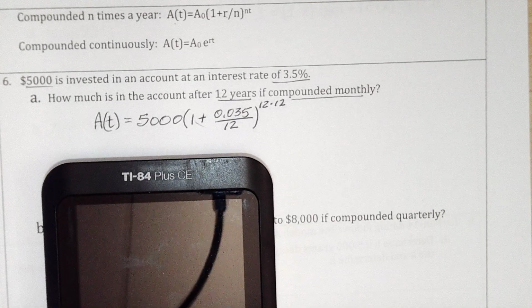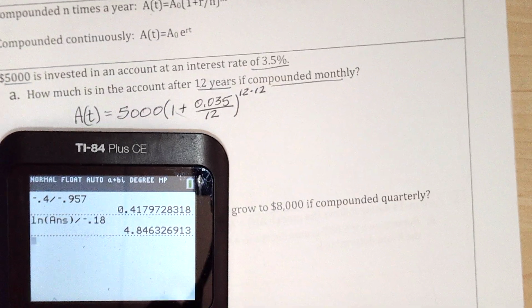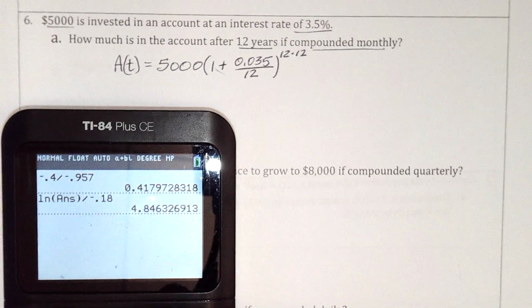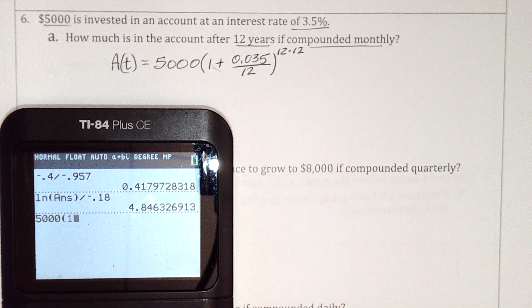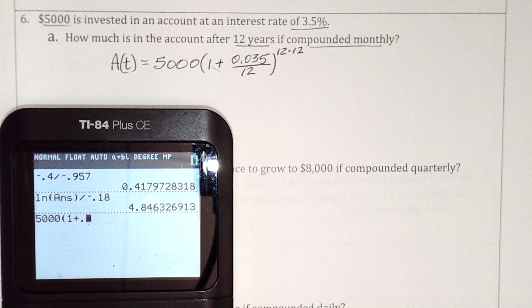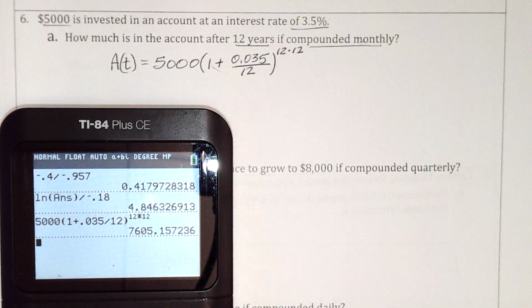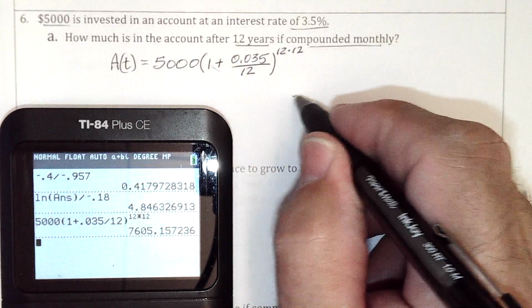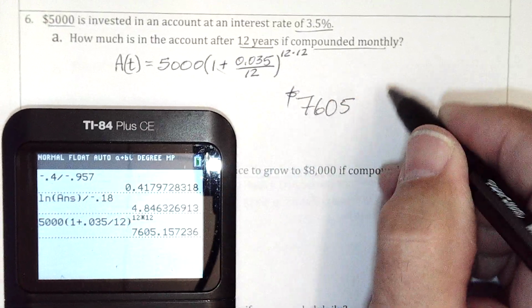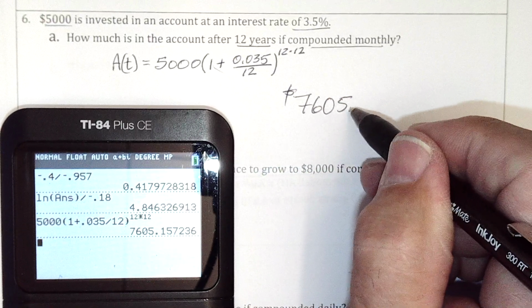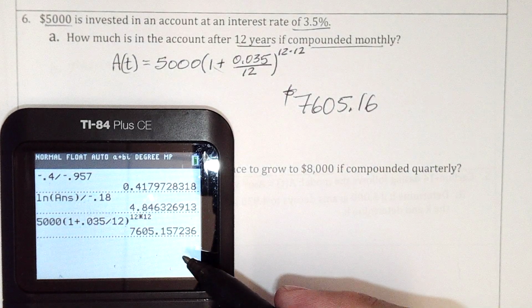So we're going to calculate this on my calculator. I'm going to go with 5,000 parenthesis 1 plus 0.035 divided by 12, to the 12 times 12, or 144, and that's $7,605.16, rounding it off.